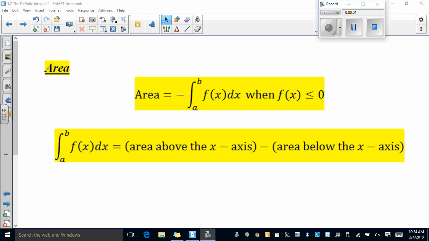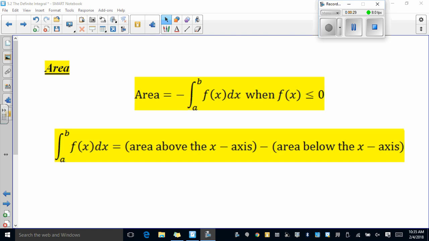If we wanted the area from A to B and part of it was below the x-axis and part of it was above, then you would do the integral of f of x dx equals area above the x-axis minus the area below, because this value here would be a positive value. This would be a positive value, and this would be a negative value, and we know that two negatives will make a positive, and we would get our area to add up.